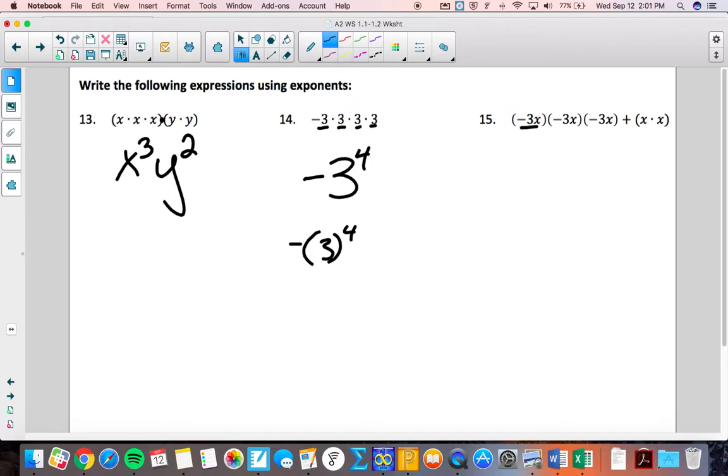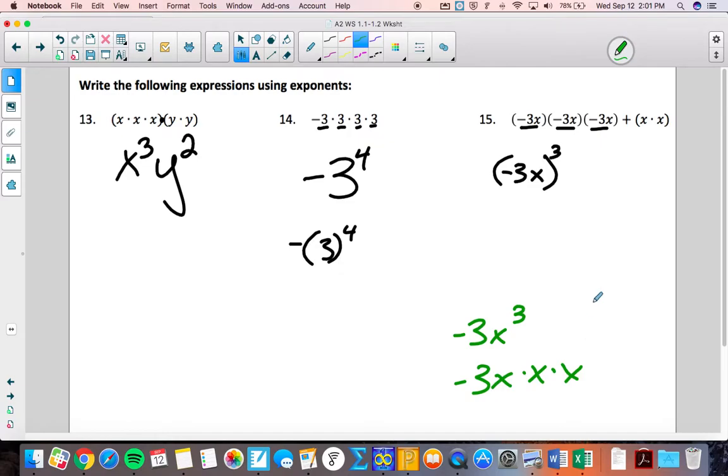Here, we're repeatedly multiplying negative 3x together. This whole thing, this whole clump that I just wrote in parentheses, is getting multiplied by itself 3 times. If you don't use the parentheses here, this is wrong, don't do this. If you just do this, you are just saying that x is getting multiplied by itself 3 times. And this is not equivalent to what's written for the initial problem and what I wrote right there.